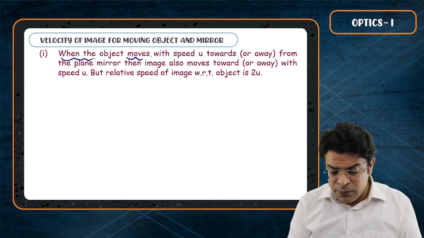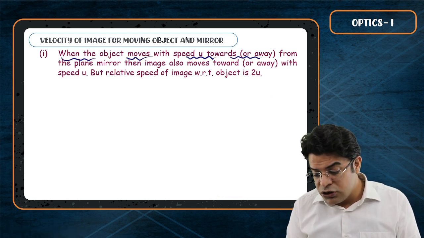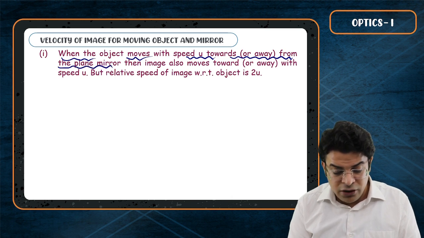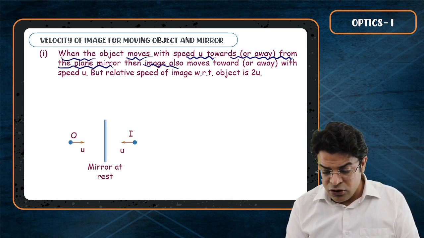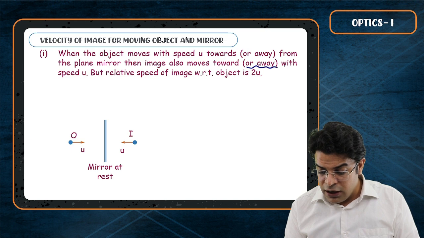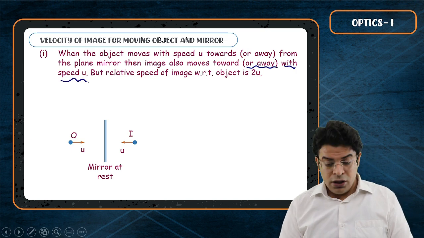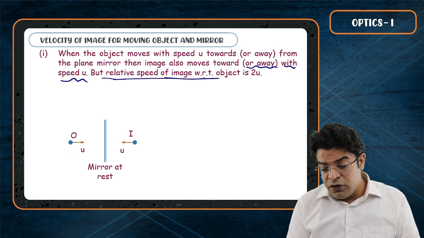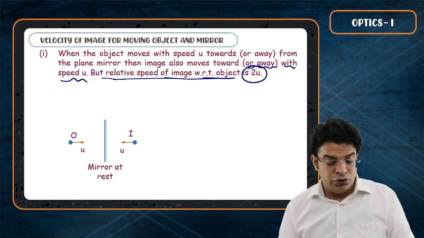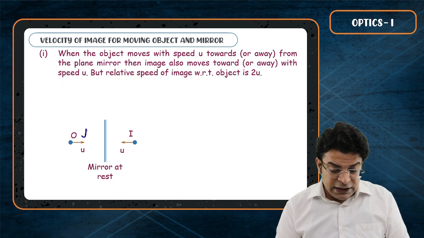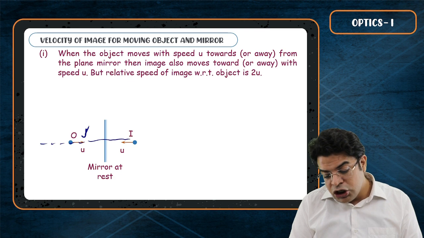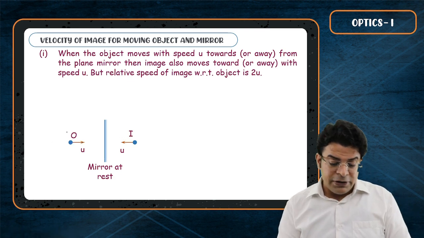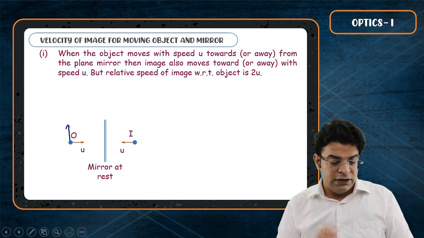When the object moves with a speed u towards or away from the plane mirror, the image also moves towards or away with the speed u, but the relative speed of image with respect to object is 2u, given that the object has velocity along the normal. What happens in the other case, we'll discuss later.